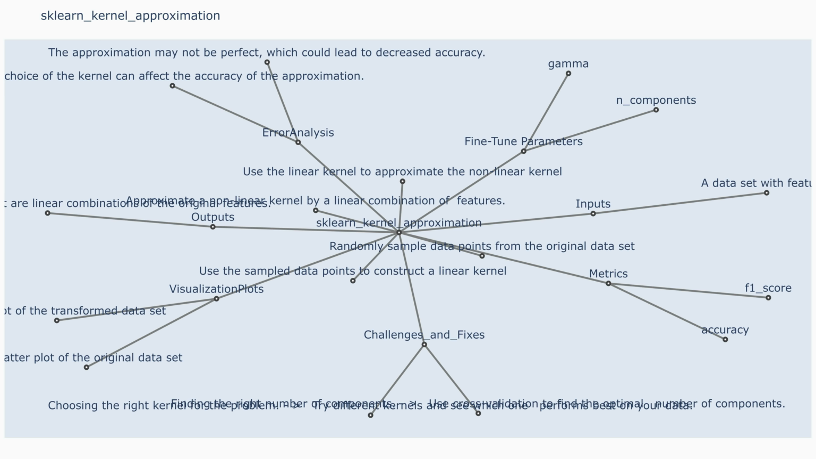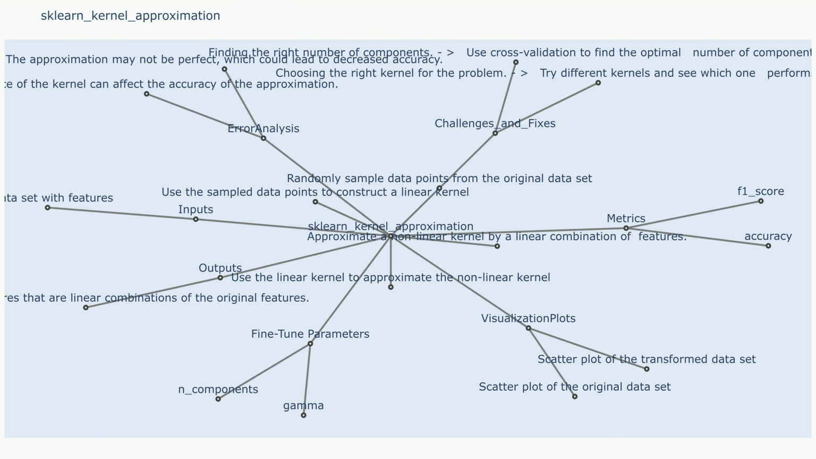sklearn kernel approximation. Description: kernel approximation methods are used to approximate the nonlinear mapping of data into a higher dimensional feature space that is often used in kernel methods like support vector machines (SVMs). This approximation makes it possible to use kernel methods efficiently on large data sets.